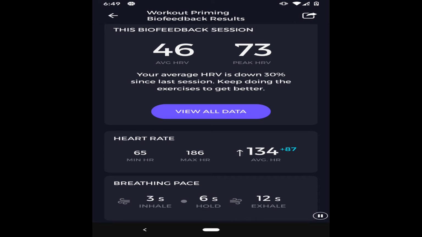This breathing pace is not reflective of how I was breathing in the full body training session that I did. It's only a preset breathing pace that will be given to you if you were to choose a workout priming breathing practice before your workout. But yep, that's all that means.